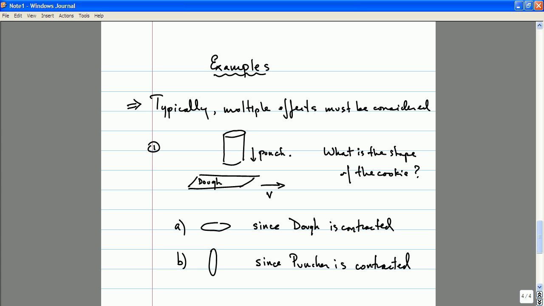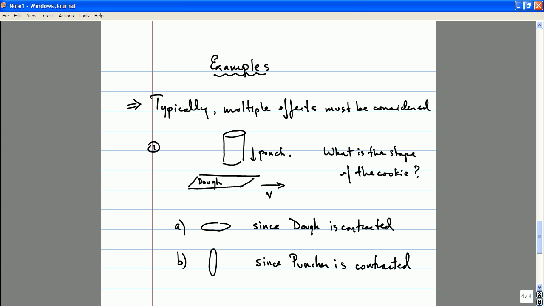You could analyze it from the dough's point of view. You could analyze it from the puncher's point of view. You better get the same answer. However, just using the effect of length contraction, I seem to have gotten the opposite answer, analyzing the problem in two different ways. And the reason why one of these is wrong is that it fails to account for one of the other important effects in special relativity. Does anyone want to guess what that effect is? What?